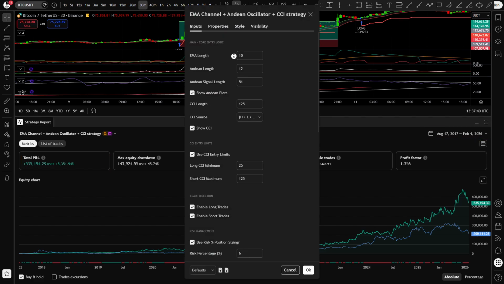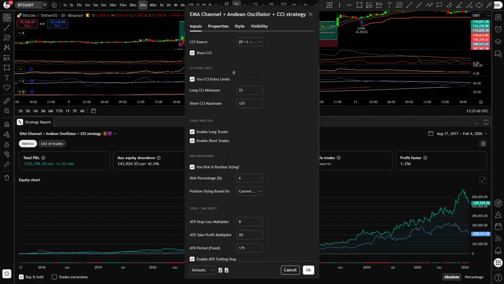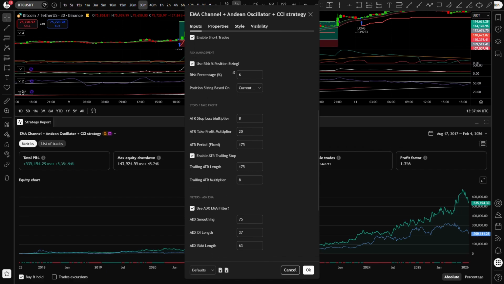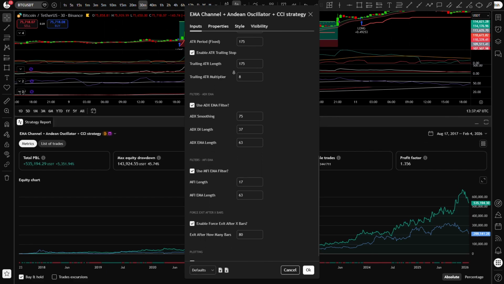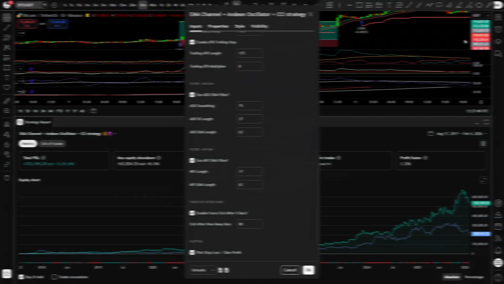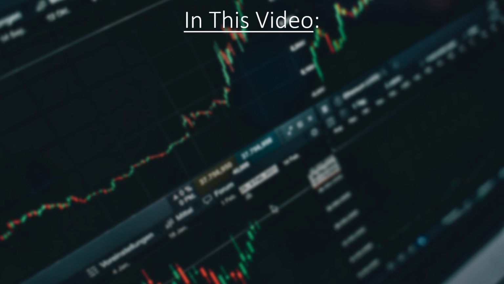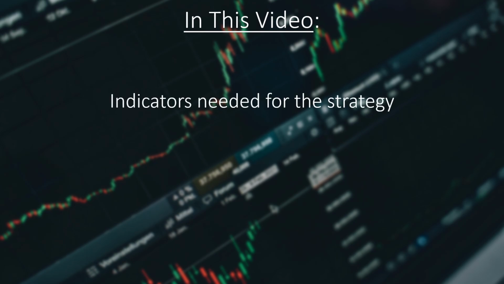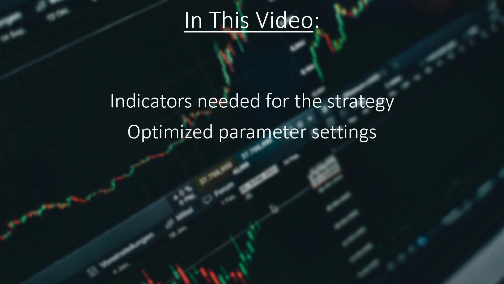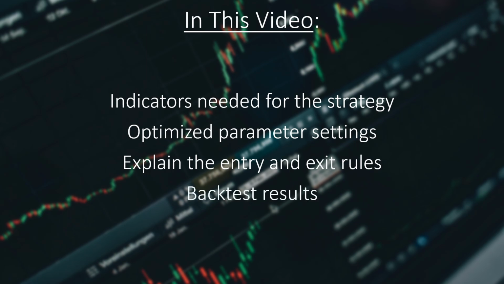This time the strategy script is not free, as this is a complex 350 lines long code that has my advanced position sizing and trading stop loss methods. But don't worry, as in this video I will talk about all the indicators needed for this strategy, show you the optimized parameter settings, explain all the entry and exit rules, and show you the backtest results so you can try out the strategy manually for free.